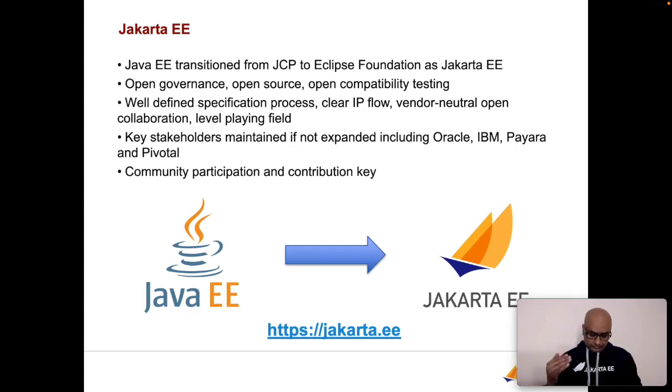However, in the transition process, we did preserve what is actually important in terms of Java EE as an open standard. So there's still a well-defined specification process. There is still very clear IP flow of where the IP really belongs, in particular, in the collective ownership of IP, and the vendor neutrality. Right? It is really well-defined to be vendor-neutral and a level playing field for all of us. In fact, a level playing field even for individuals.